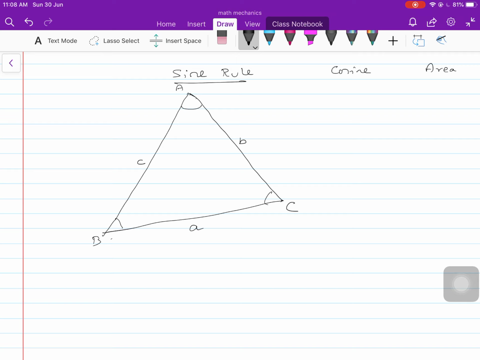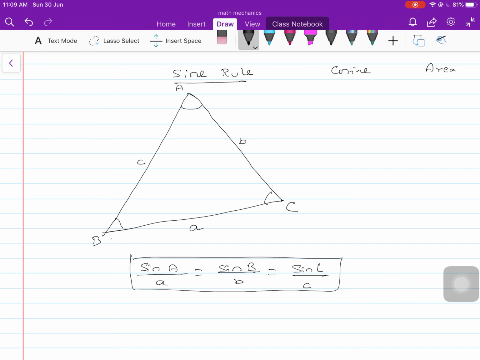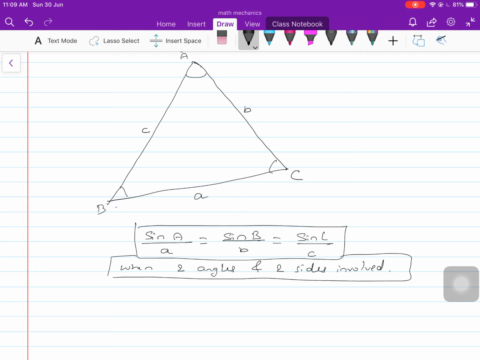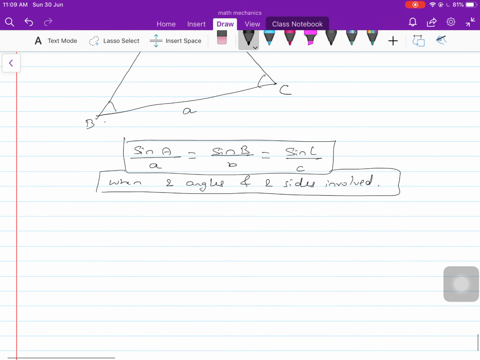So according to sine rule, sine of angle A divided by the side opposite to it is equal to sine of angle B divided by the side opposite to that, which is equal to sine of angle C divided by the side opposite to that. So this is always fixed. This is a rule which will be used when you have two angles and two sides involved. So remember this thumb rule, whenever there are two angles and two sides involved, you are going to use this rule to find the things which are unknown.